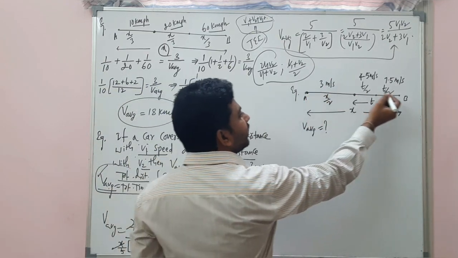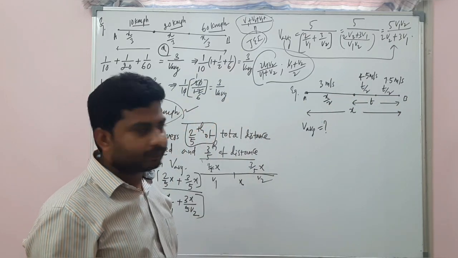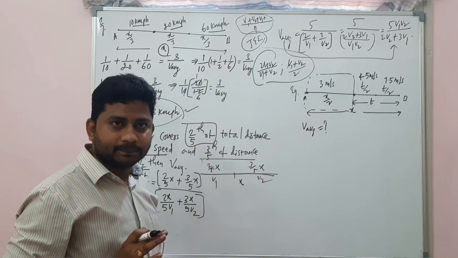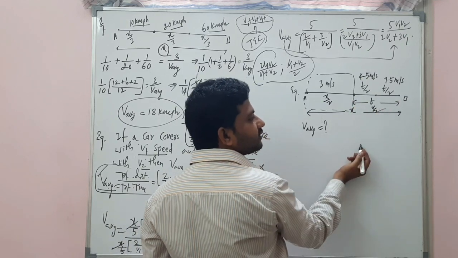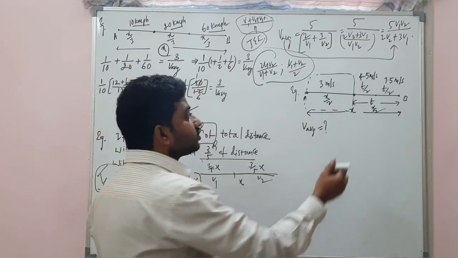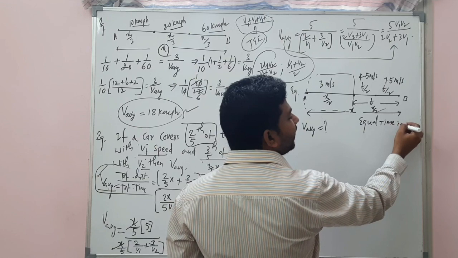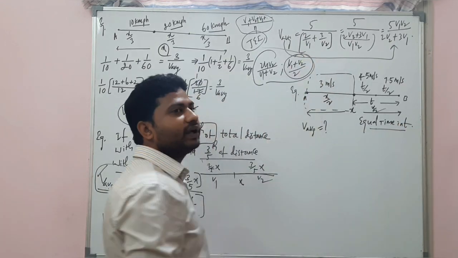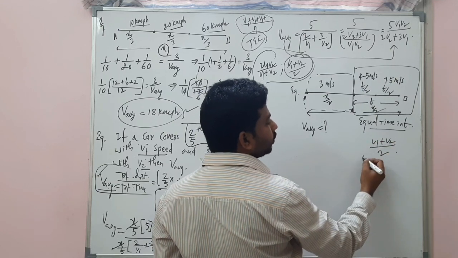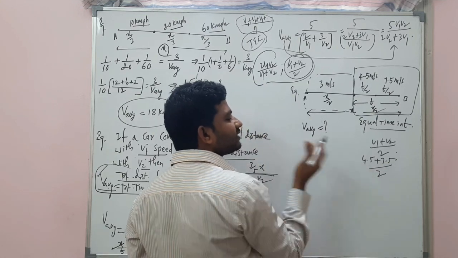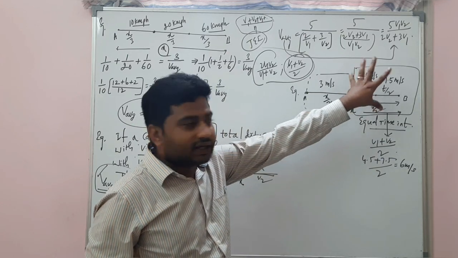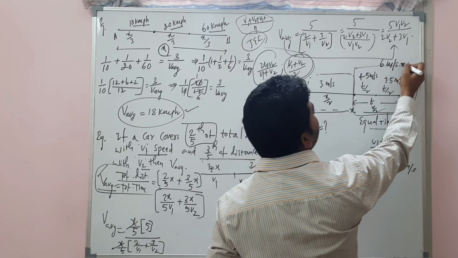There is a body moved from A to B. The total distance is x. First half of the distance, it is moving with a constant speed 3 meters per second. Second half of the distance is divided into two equal time intervals, each t. Whenever you find equal time intervals, immediately recollect the formula V1 plus V2 by 2. For the second half, V1 plus V2 by 2 is 4.5 plus 7.5 by 2, which is 12 by 2, that is 6 meters per second. Second half, complete average speed is 6 meters per second.